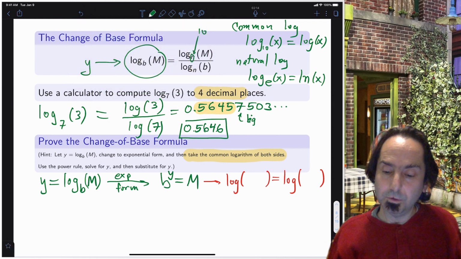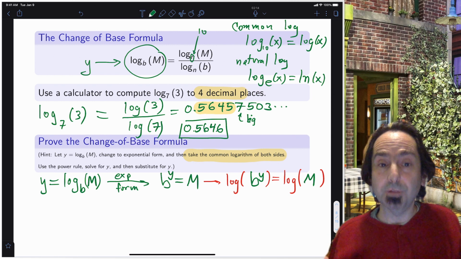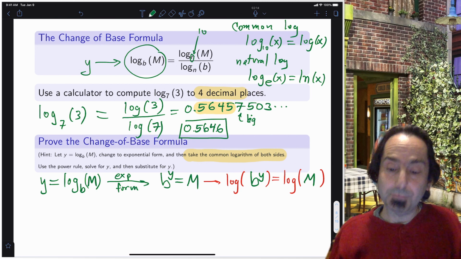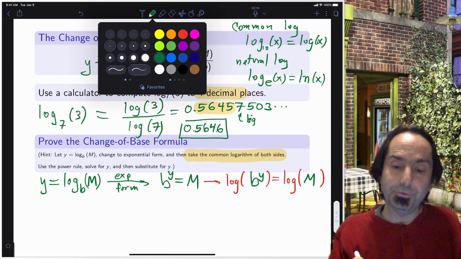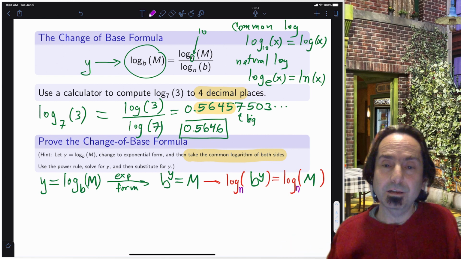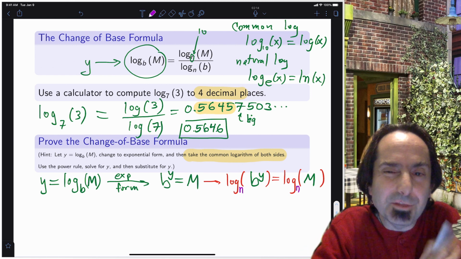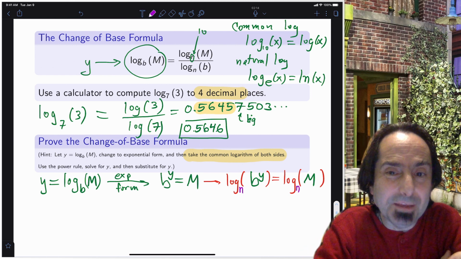Those two things are equal. B to the y is equal to m, so when I take the logs, it's still equal, and I'll use log base 10 because that's on my calculator. Actually, to make it more general, it can be log base n for any n that's a base. The restrictions are the base has to be positive and the base can't be 1.